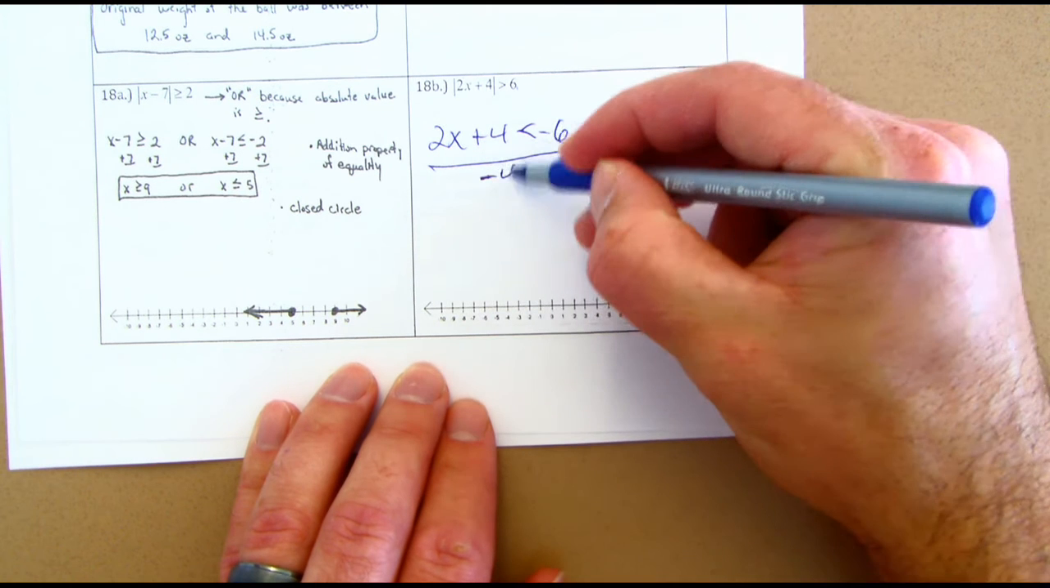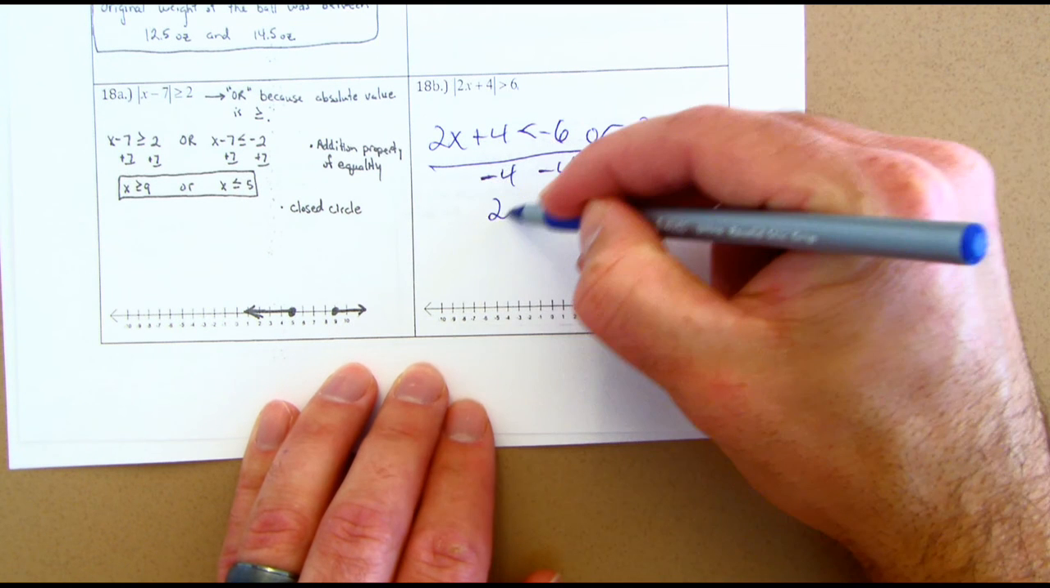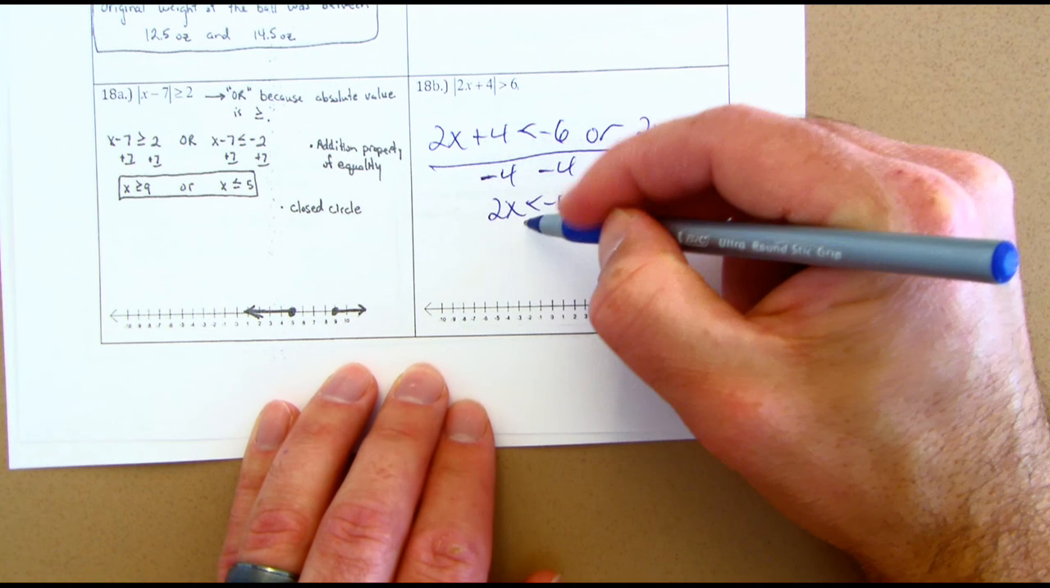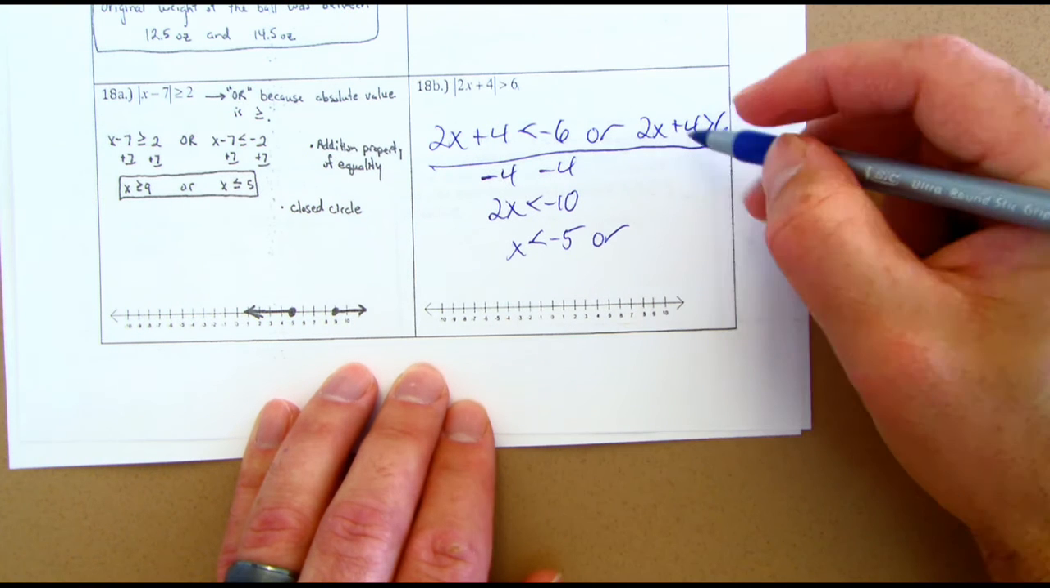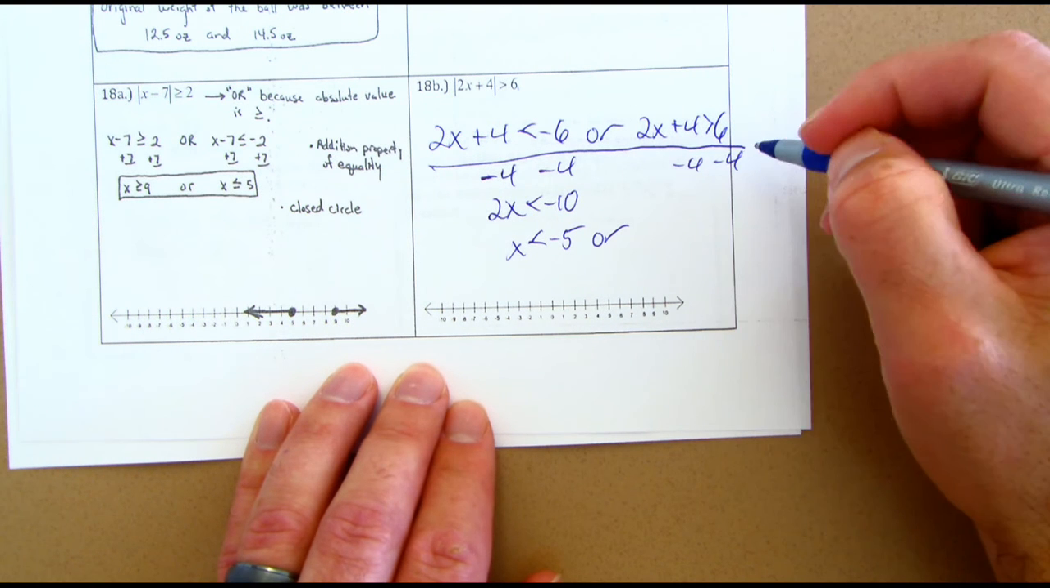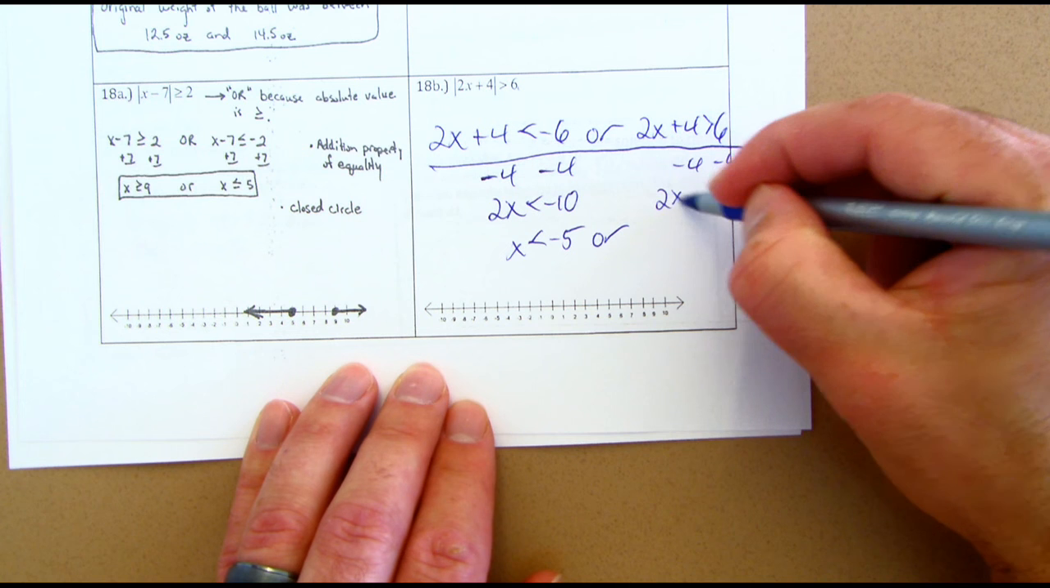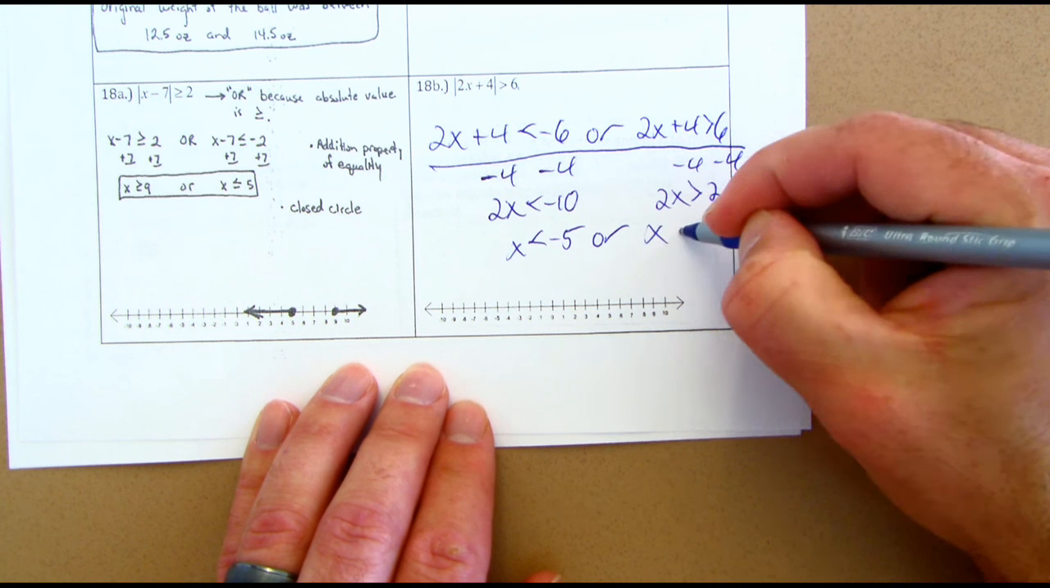So I'm going to subtract 4 from both sides. I get 2x is less than negative 10. So x is less than negative 5. Or 2x is greater than 2. X is greater than 1.